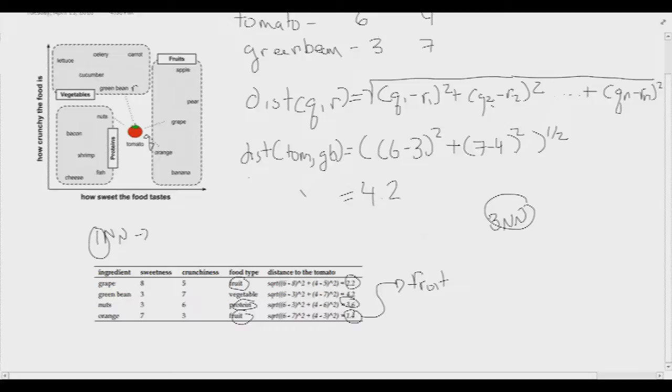Now, the way you would decide in the 3NN system is each of these casts a vote. How you want to do that, whether you want to do a weighted average or whether you want to do it as just a classification method, is up to you. But let's just say, for simplicity's sake, that 2 out of the 3 nearest neighbors classify the tomato as a fruit, therefore the tomato is a fruit.